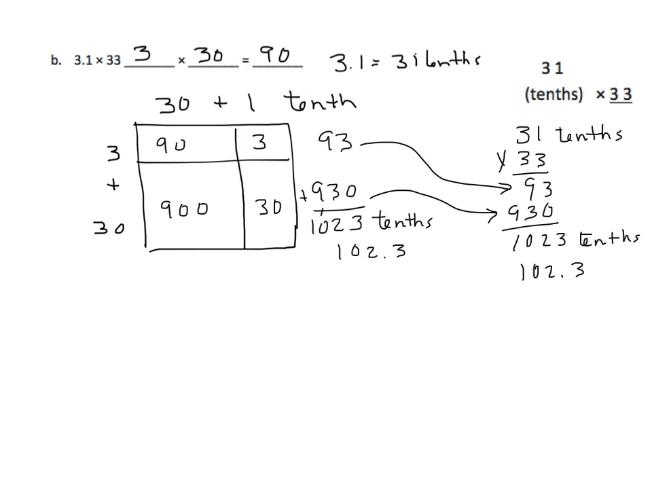We'll now go and do it as we did the second example of the standard algorithm in the previous problem. So what do I have? I have 3 1/10 times 33. Now I am going to multiply one of the factors by 10, and I get 31 times 33. And we'll quickly work our way through that.